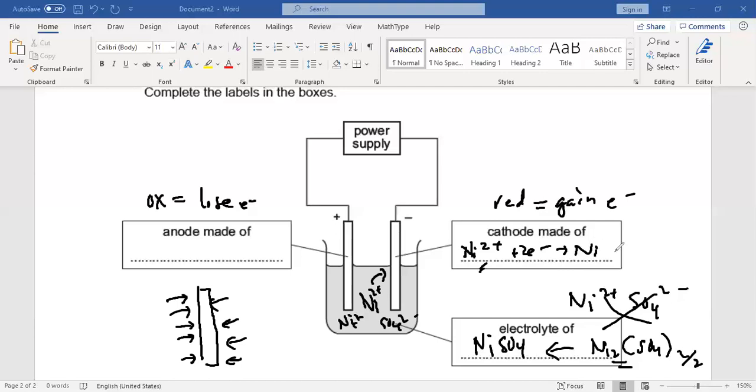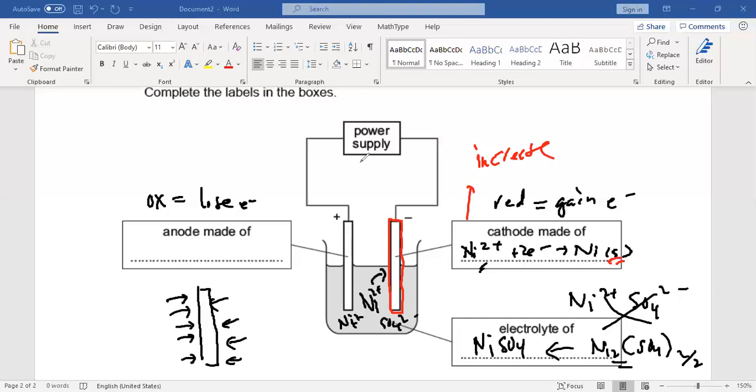But bear in mind, the Ni that you have here is in the form of deposition. After Ni2+ transforms to Ni, there will be another layer for Ni. That's why at the end of the electrolysis, the mass of the cathode will increase, because you have a deposition of solid from Ni2+.